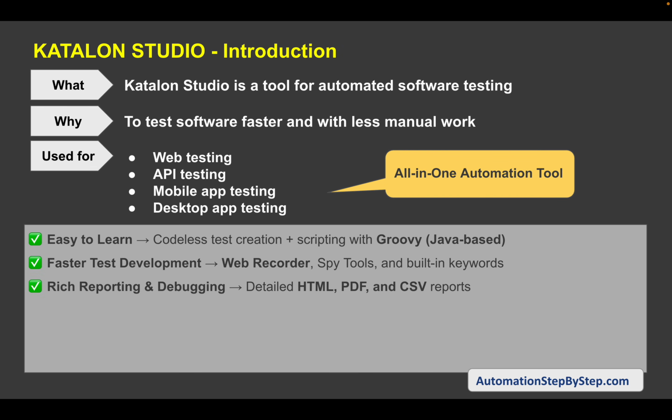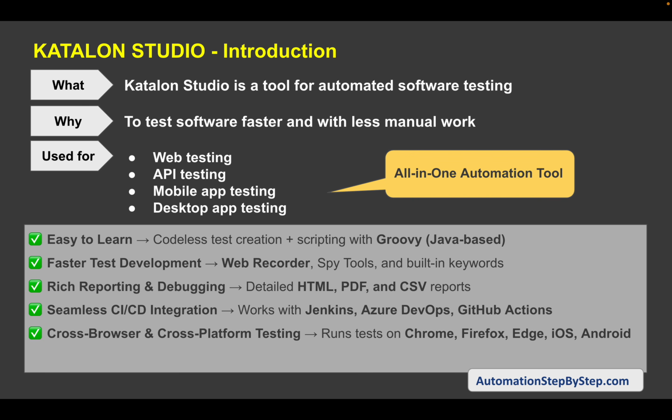Then we have a lot of options for reporting and debugging. There are different formats of reporting we can use in Katalon Studio. And whenever you want to integrate your test project or your test executions with any CI/CD tools or pipelines, maybe if you're using Jenkins or Azure or GitHub Actions, CircleCI, any CI/CD tool, it can be very easily set up and integrated with any of these CI/CD tools.